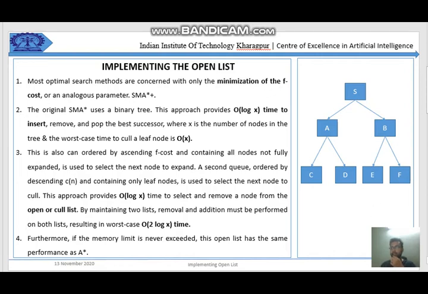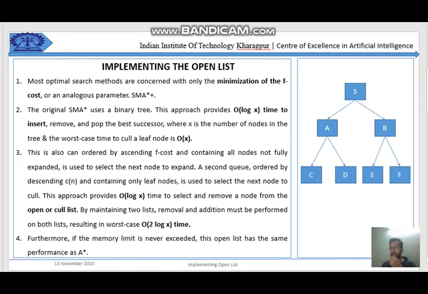So, one queue ordered by ascending f cost and containing all nodes not fully expanded is used to select the next node to expand. A second queue ordered by descending Cn and containing only leaf nodes is used to select the next node to cull. This approach provides log x time to select and remove a node from open to the cull list. By maintaining two lists, removal and addition must be performed on both lists, resulting in worst case 2 log x time when all nodes in the open list are leaves. Additionally, the position of each node in each queue should be tracked for efficiency.